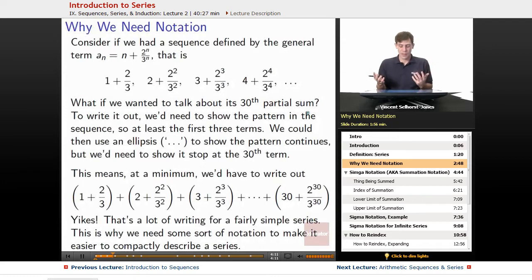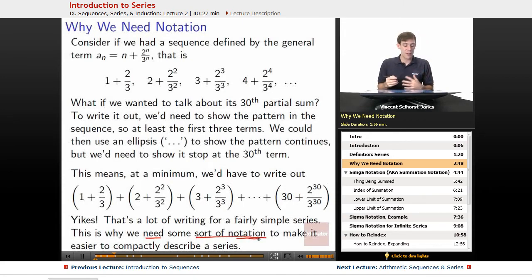This isn't even that complicated, but if we had to write this on multiple lines as we worked through a problem, if we had to keep talking about this over and over as we did steps in a problem, your wrist is going to hurt after doing one of these problems. You're going to have to do a bunch of problems about summation. So this is why we need some sort of notation. We need notation to make it easier to compactly describe a series.